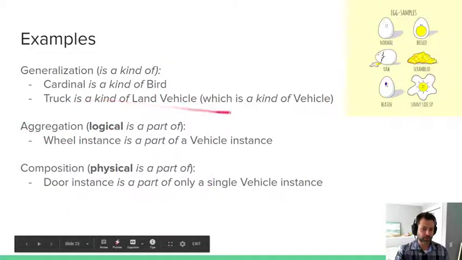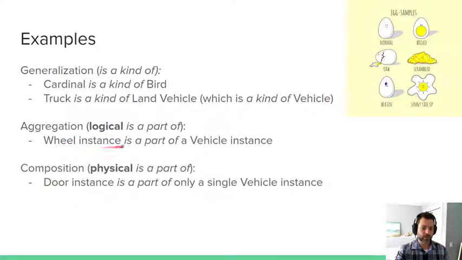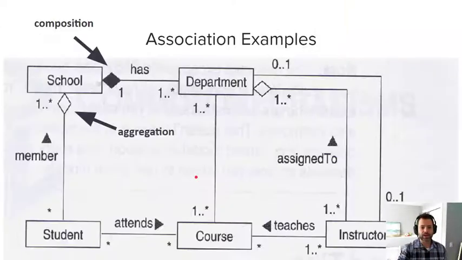Aggregation and composition are where it gets tricky. With aggregation, a wheel instance is a part of a vehicle instance, but once that vehicle instance goes away, the wheel does not. The wheel still sticks around. With composition, you might have a door instance that's only ever going to be part of this particular vehicle instance. If that doesn't make sense, hopefully it will over time. Or if you have questions, again, feel free to let me know.